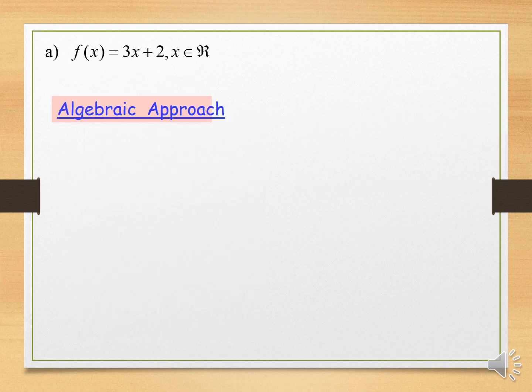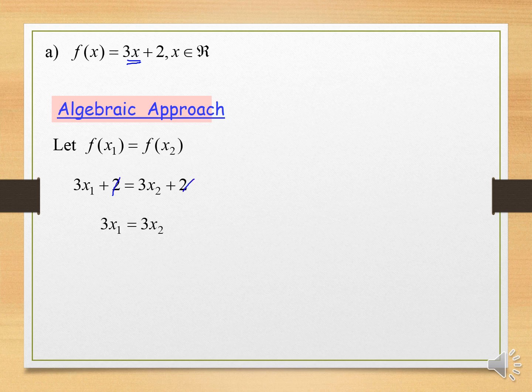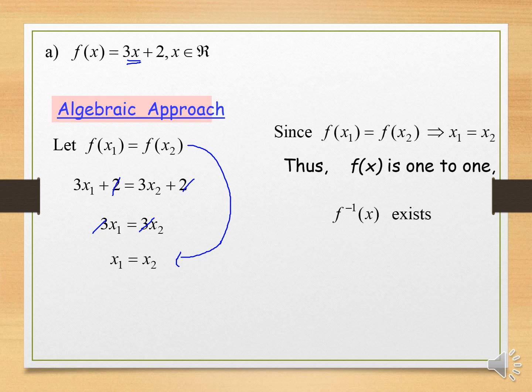If we use the algebraic approach, we let f(x1) equal f(x2). Therefore, 3x1 plus 2 equals 3x2 plus 2. Simplifying this, we get 3x1 equals 3x2 and x1 equals x2. Since f(x1) equals f(x2) implies that x1 equals x2, we conclude that f(x) is a one-to-one function, so the inverse function exists.